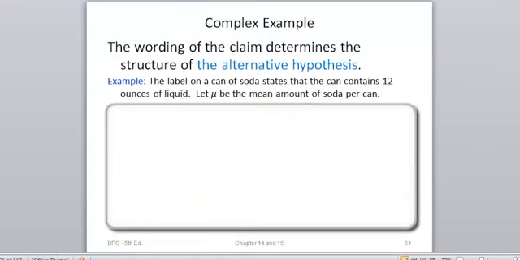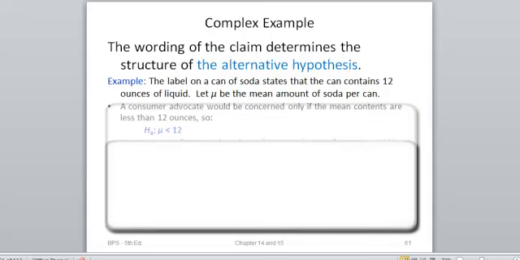So let's look at a complex example. The wording of the claim determines the structure of the alternative hypothesis. So for example, the label on a can of soda states that the can contains 12 ounces of liquid. So let mu be the mean amount of soda per can. Now, a consumer advocate would be concerned only if the mean content were less than 12 ounces. So when they did a hypothesis test, their alternative would be that mu was less than 12.